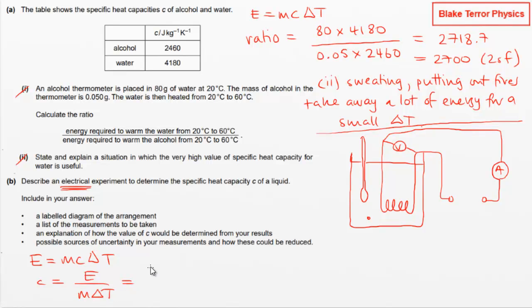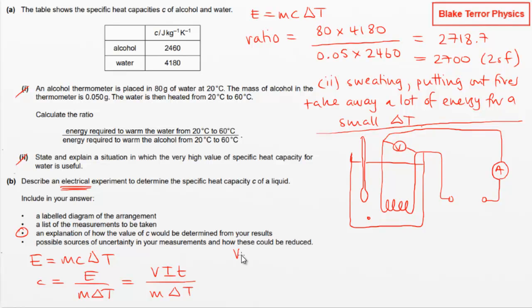And we know that the energy supplied is going to be our power times time. So that is our volts times amps times time divided by m delta T. Now they've asked that for the third bit, an explanation of how you determine that. But doesn't that just make things so much easier for then saying the list of the measurements that you're going to take? Because, well, it's all of these things on the right hand side.